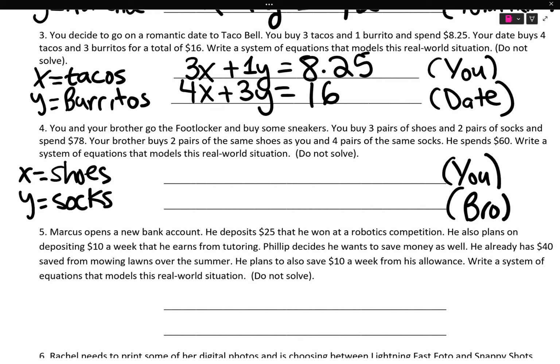First, I buy 3 pairs of shoes and 2 pairs of socks for $78. Your brother, 2 pairs of those same shoes and 4 pairs of socks for $60.